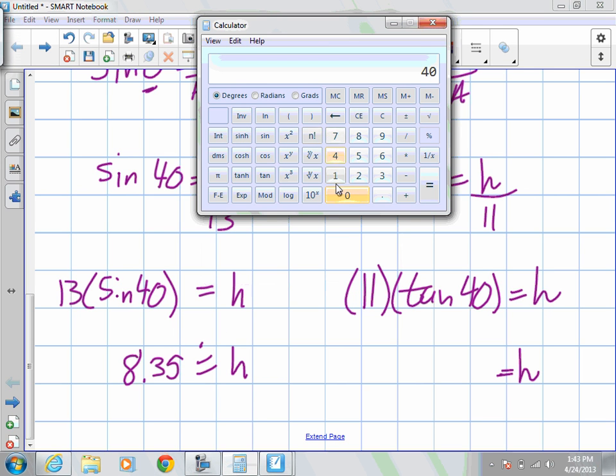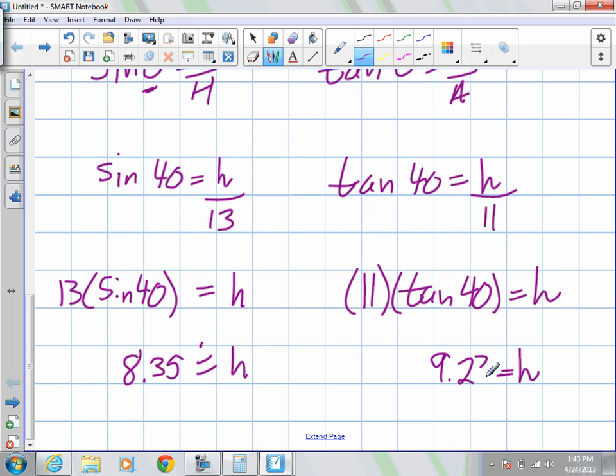And in our other question, tan 40 times 11. Let's try that again. Tan 40 times 11. It's 9.2. I actually did make an error, but this is good. One of these is correct, one of them is not.